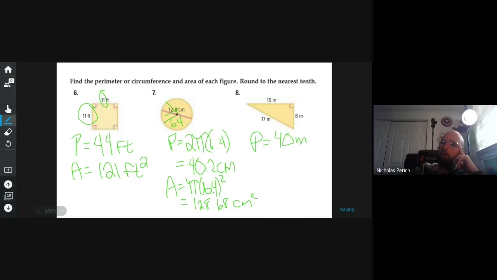Who am I if I don't trust in my own students? The area is going to be... Thank you, Camilla. The area is going to be half of the base times the height. What's the base for 8?